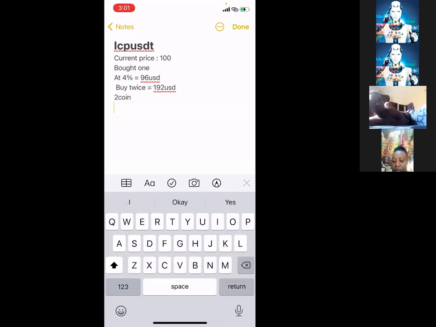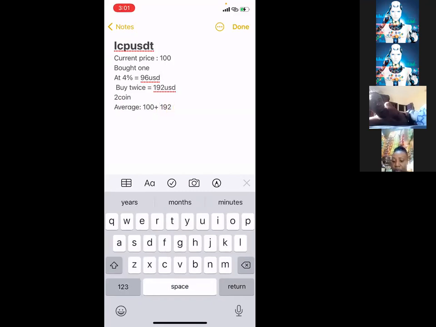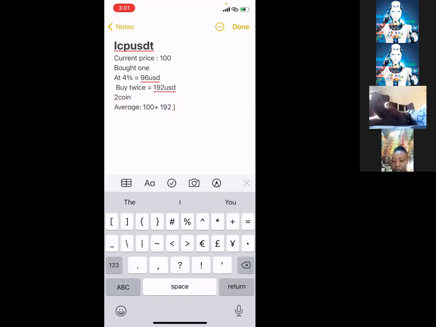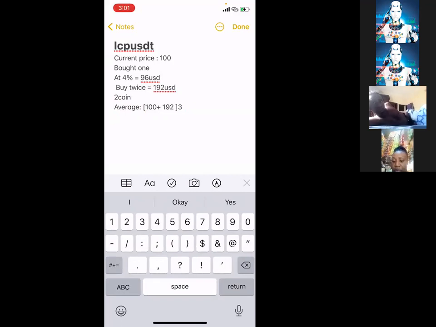Now, what is your average price? Very simple. The average price will now be 100 plus 192, okay? All divided by 3, because you have 3 coins. So what would that be? 100 plus 192 will give you 292. And 292 divided by 3 will give you what?